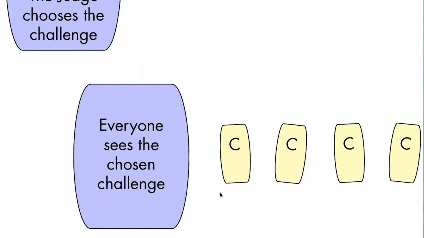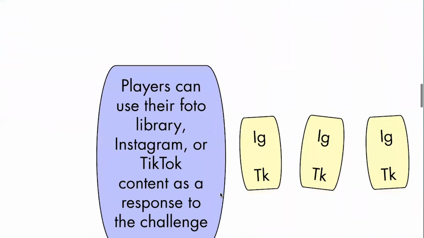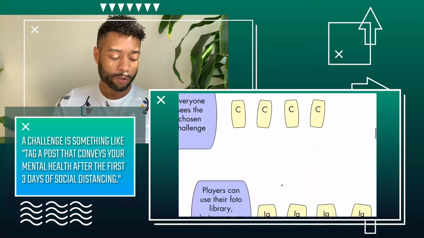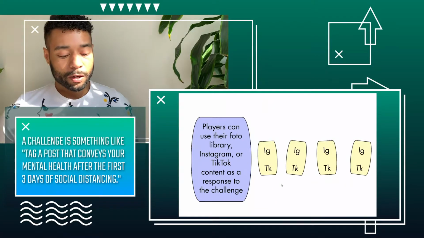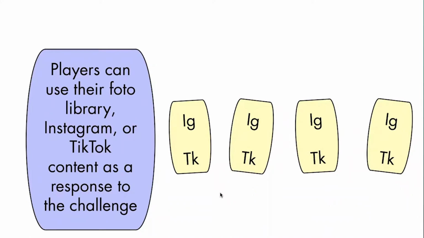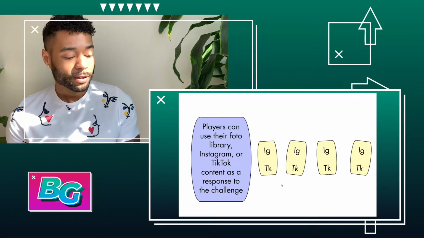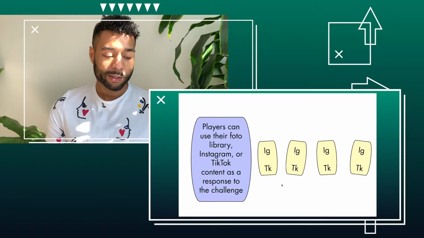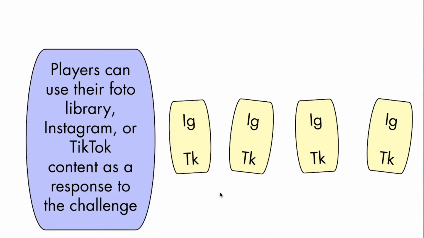Everyone sees the chosen challenge by the judge, and the core of the gameplay is you have these challenges, right? And then everyone's able to respond to a challenge with a meme that they have in their photo library or on their Instagram or TikTok. I was thinking that TikTok would be something great that we could pull into here as well, but it turns out that TikTok's API doesn't support that. It's not technically feasible, and the content might not fit because they're videos. But the big blocker is that our API doesn't support it. So that's one thing that has changed here.